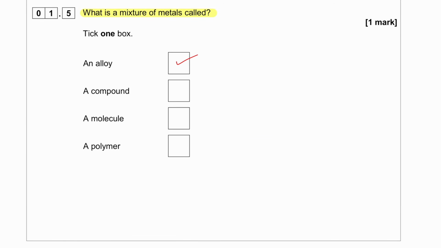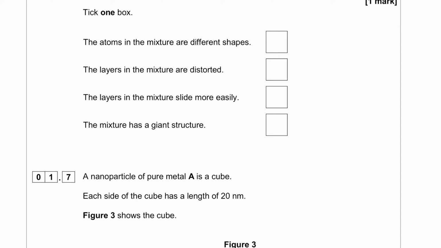So we can say the answer can be, let's see the options. The atoms in the mixture are different shapes. They are different shapes, but that doesn't explain why it's going to be harder. The layers in the mixture are distorted. Yes, this is the main reason. The layers are distorted, so they cannot slide past each other. So that's why that makes it harder.